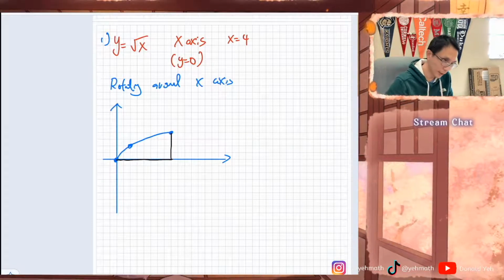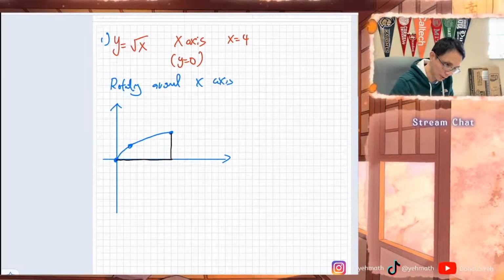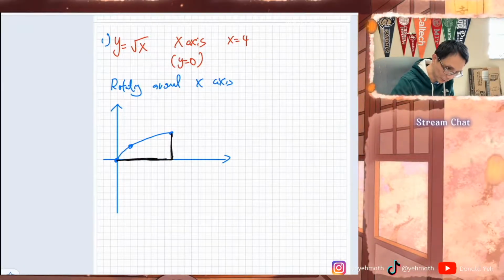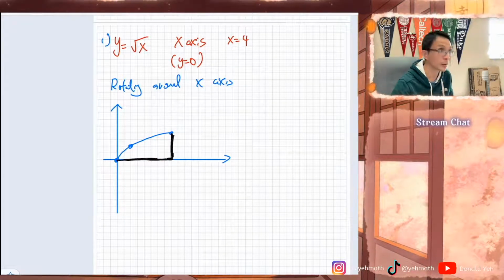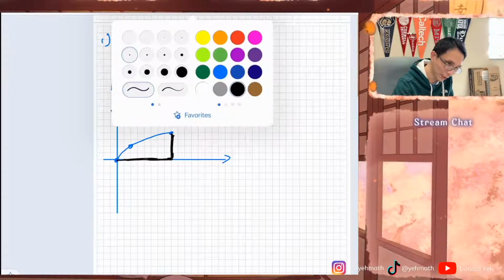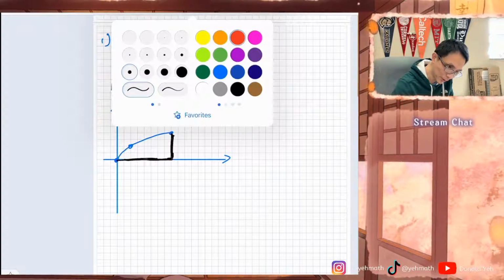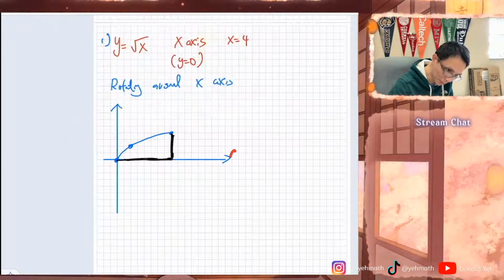So basically, this is y equals 0, and this is x equals 4. Now axis rotation, I'm going to rotate around here. Make sure you draw this. This is called axis rotation.